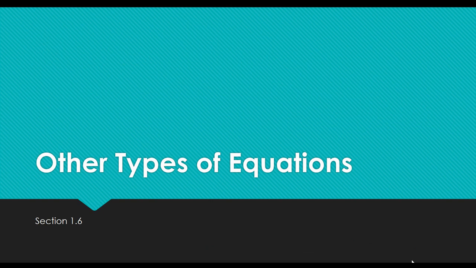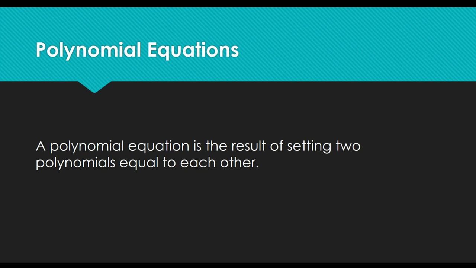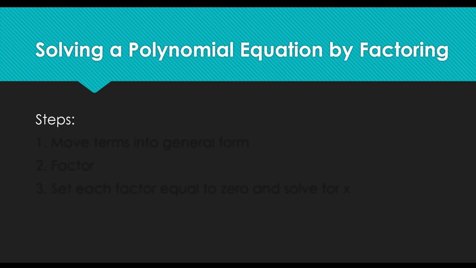All right, so today we're moving on to section 1.6, which is all about other types of equations. So today we are going to be specifically looking at polynomial equations by factoring and looking at how to solve radical equations. So a polynomial equation is the result of setting two polynomials equal to each other.